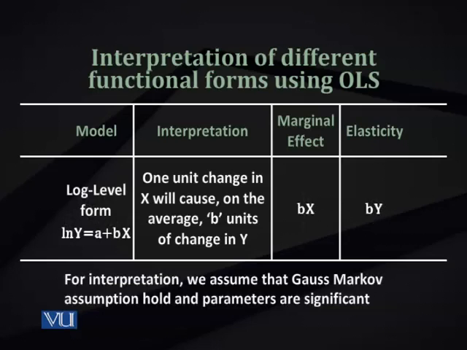You have a log-level form where we take the log of the dependent variable only. So we interpret it as when x changes by 1 unit, because we haven't taken the log of x, y will change by approximately b times 100%. The marginal effect is b times y, and the elasticity, when you compute it, would be equal to b times x.